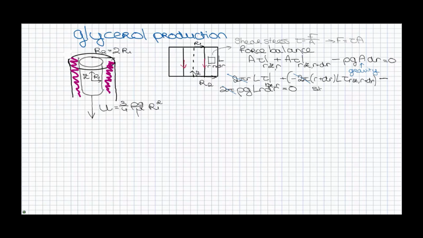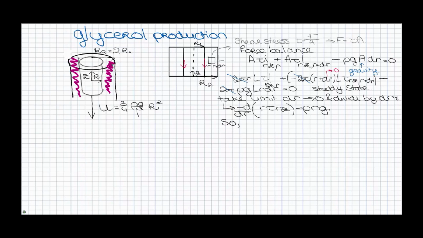Dividing out 2π and taking the limit dr goes to 0 reduces the equation to this, which can be easily rewritten to the answer of the question.